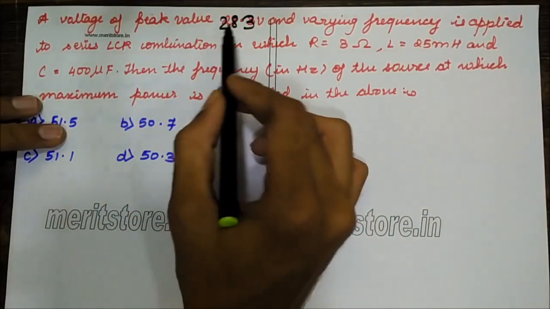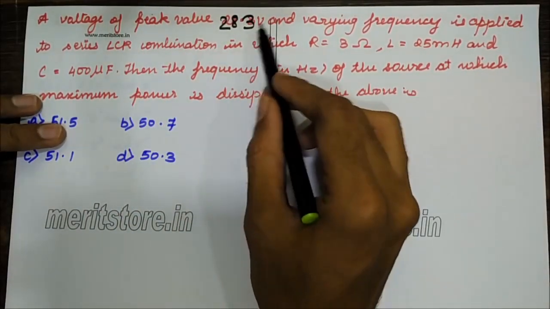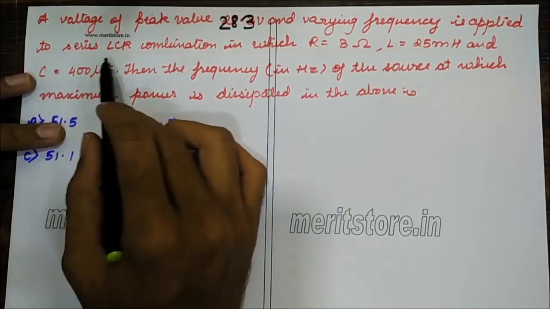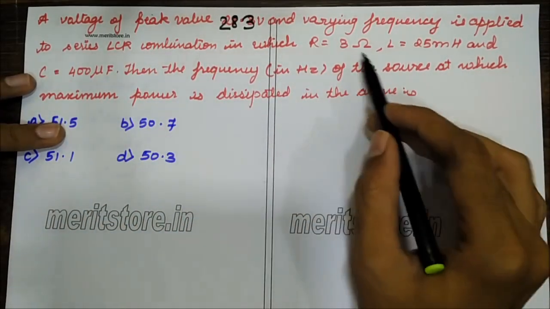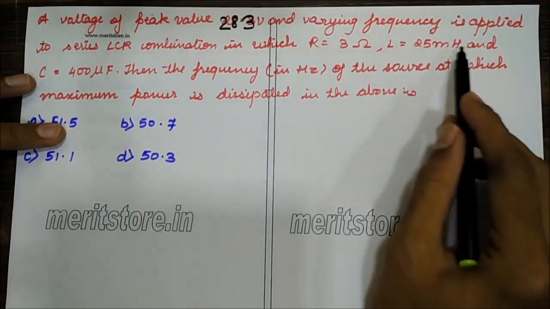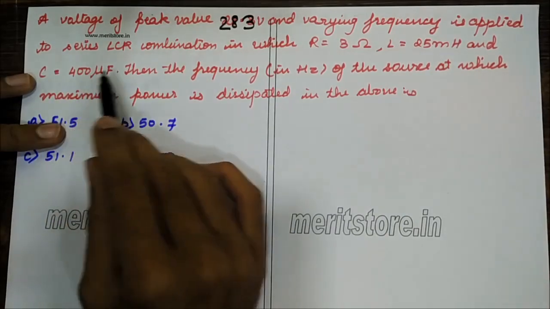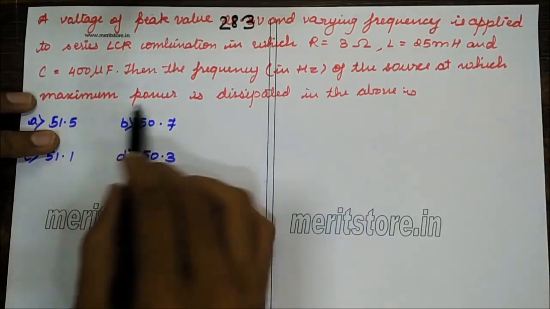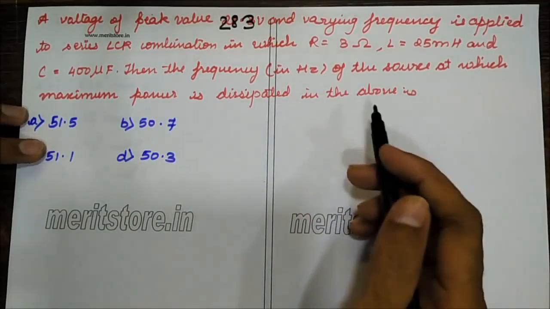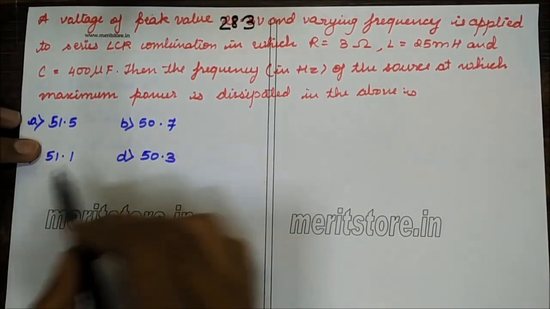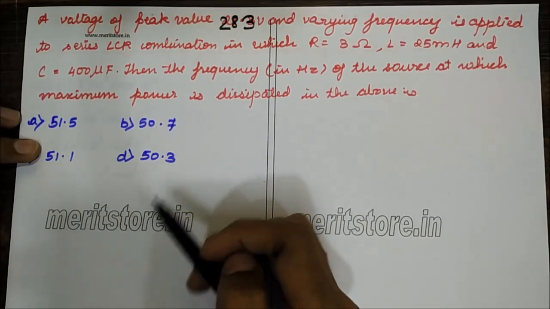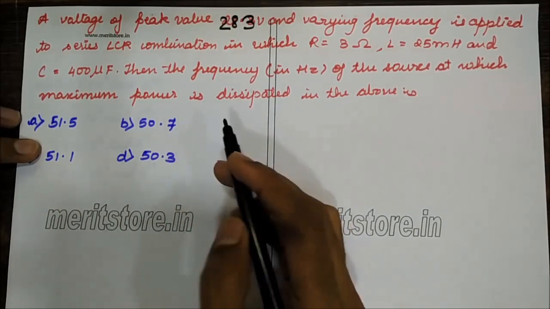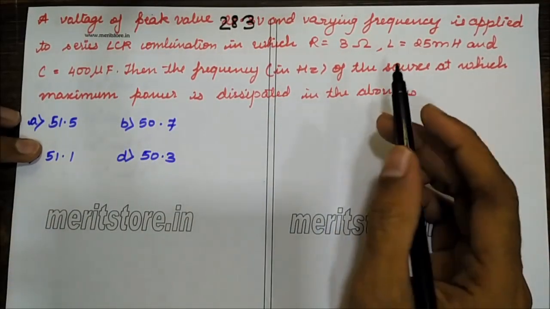The voltage of peak value 283 volts and varying frequency is applied to a series LCR combination, in which R equals 3 ohms, L equals 25 millihenry, and C equals 400 microfarad. Then the frequency in hertz of the source at which the maximum power is dissipated is 51.5, 50.7, 51.1, or 50.3. So here we need to find at what frequency we get the maximum power dissipated.